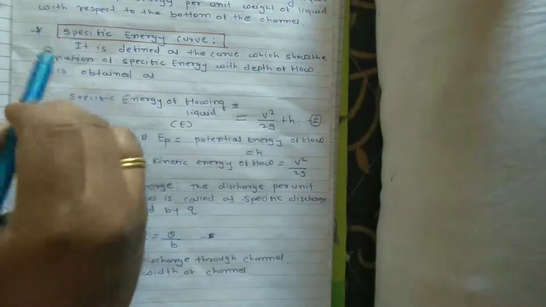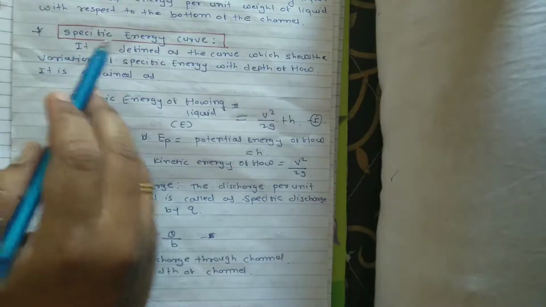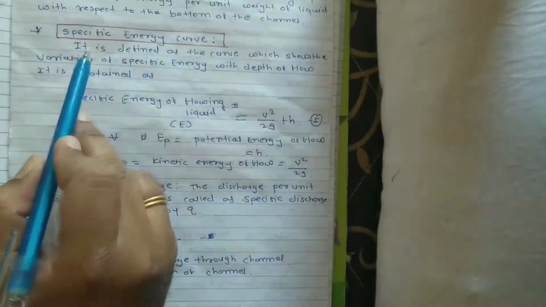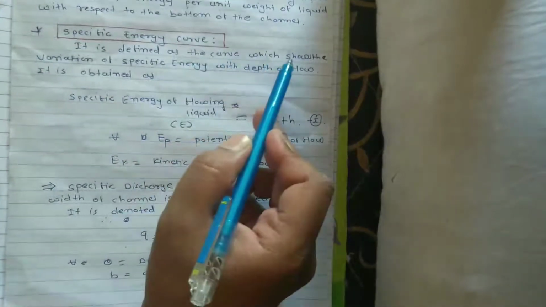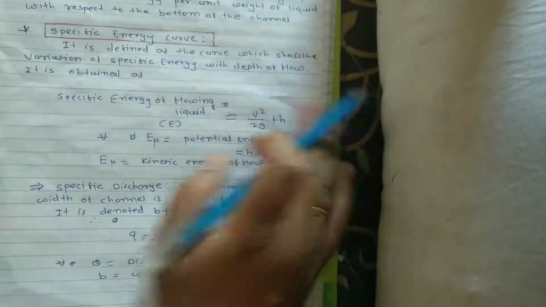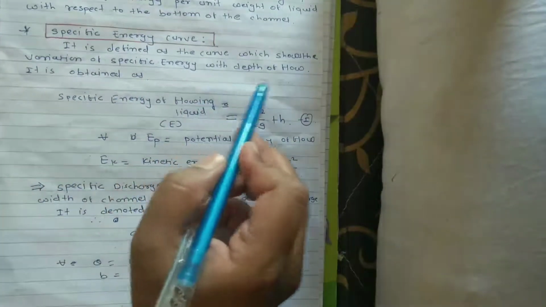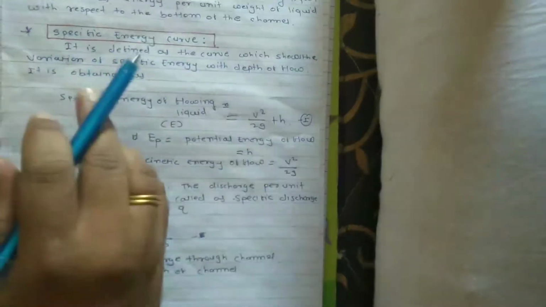Okay, now after studying specific energy, let's study the specific energy curve. What is this specific energy curve? It is defined as the curve which shows the variation of specific energy with respect to the depth of the flow.